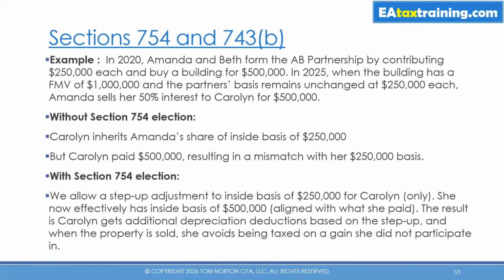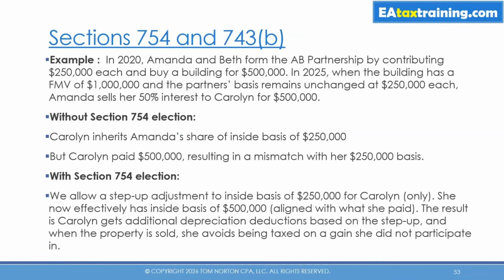So if you think about it, what if as soon as Carolyn bought into the partnership, they didn't make a 754 election, and then they sold that building for $1 million? Well, the partnership's basis in the building was only $500,000. So there's going to be a $500,000 gain. And because Carolyn is a 50% partner, she's going to have to pay tax on $250,000 of that gain. But she didn't actually benefit from the gain. She just bought in. She paid $500,000. But now she's got to pay tax on it as if she only paid $250,000. So that just doesn't seem fair.